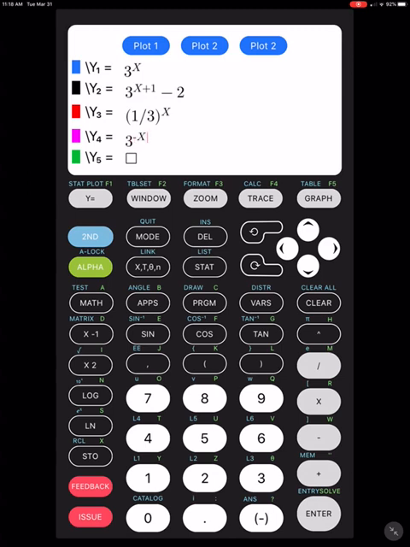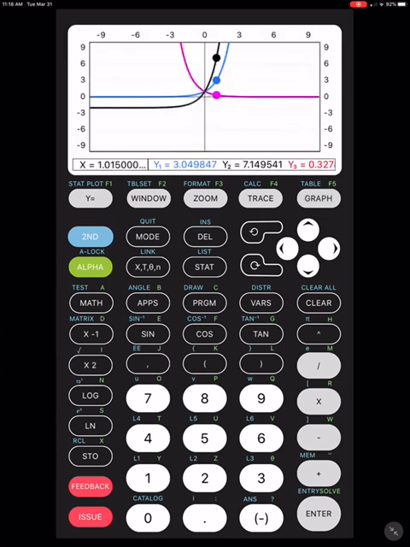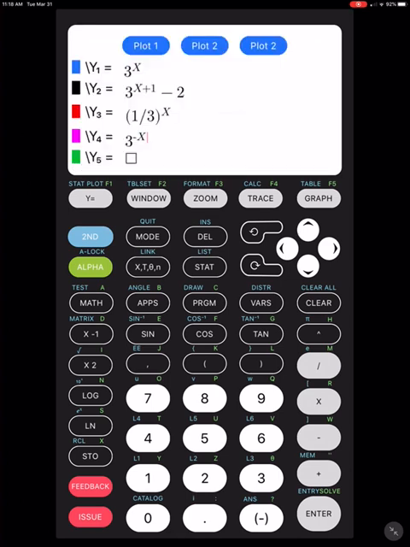Let's put in 3 to the negative x. And you see it overlaps it, right? You see your graph overlapping that one we had in red. Now we've graphed it there in that color of purple. That purple overlaps it. Now, of course, the greater the base, the more it increases.